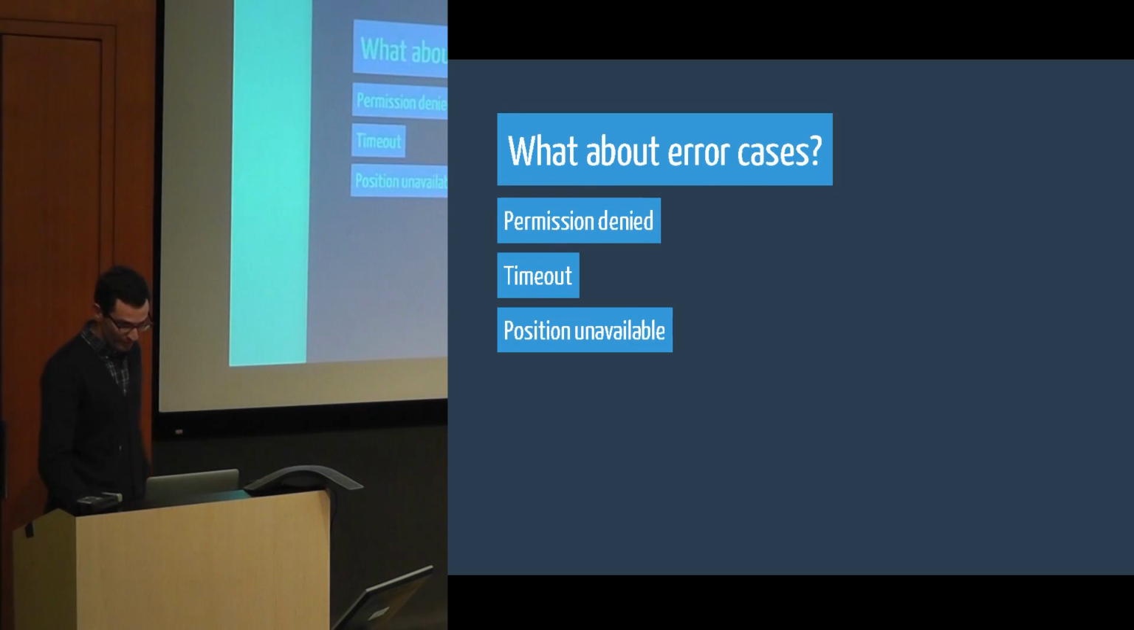Okay, so what about error cases? I just showed you what happens if someone has successfully said, yes, I want you to see my location, and the device is able to give you the location. There are 3 reasons why it could fail.